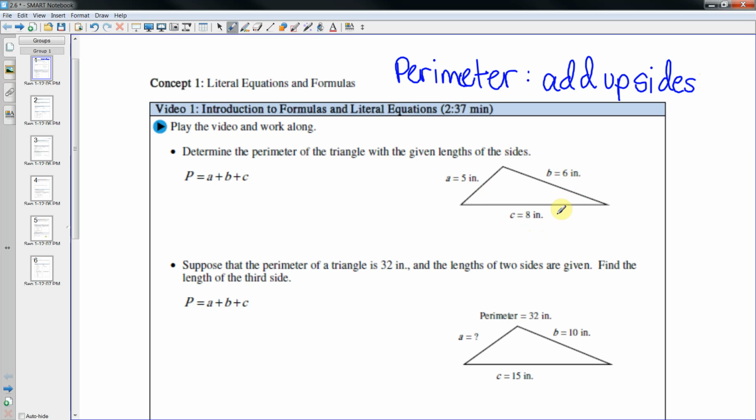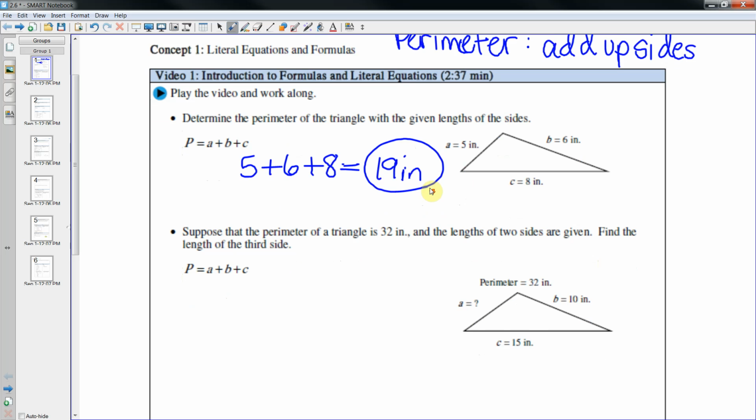So if we're going to figure out the perimeter of this triangle, we're going to add 5 plus 6 plus 8. That's going to give us 11 plus 8 gives us 19 inches in all. That would be the perimeter of this triangle. Now I could give you the perimeter. Look at the next example.